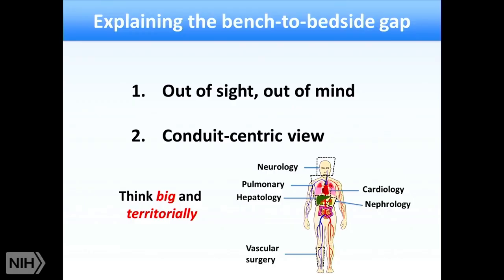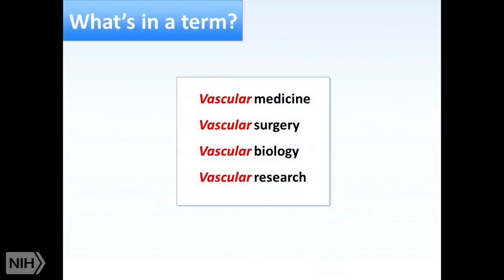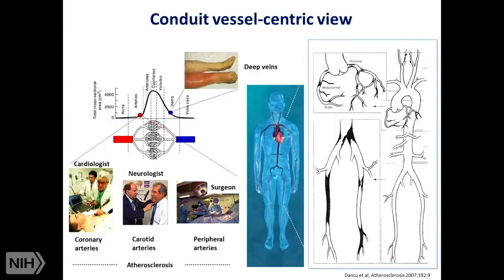Well, the second consideration is our tendency to think big, that is to focus on the large vessels, and to do so in ways that compartmentalize the body into organ-specific disciplines. So when we throw out the term vascular, whether in the context of medicine, surgery, biology, or research, most of us do think about arteries and veins. That is the sites of atherosclerosis and deep venous thrombosis, respectively.